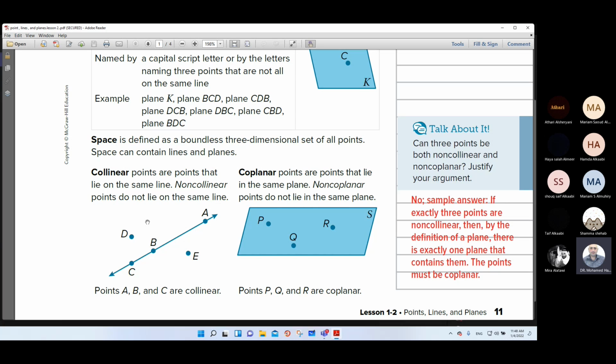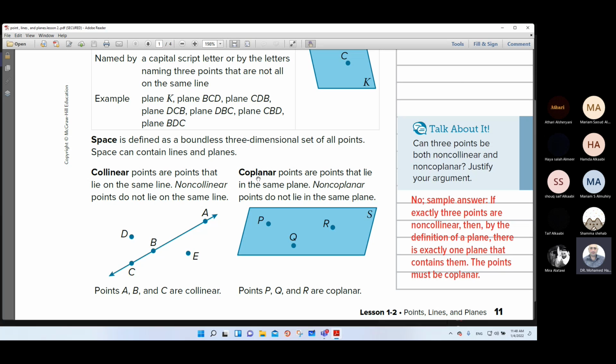Non-collinear means points don't lie on the same line. For example, B and Q and R are not on the same line, so this is not collinear, but C and B and A are on the same line, so this is collinear.